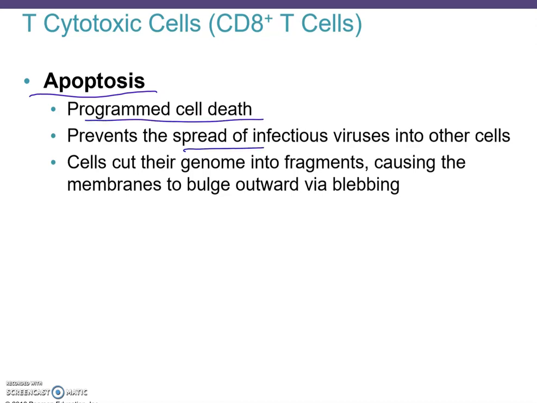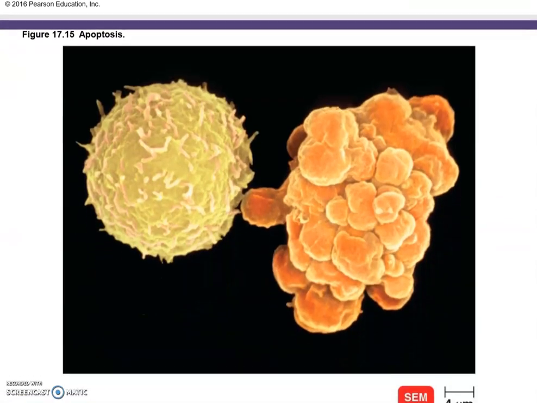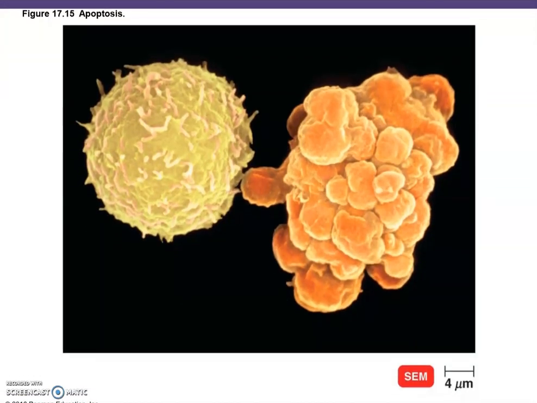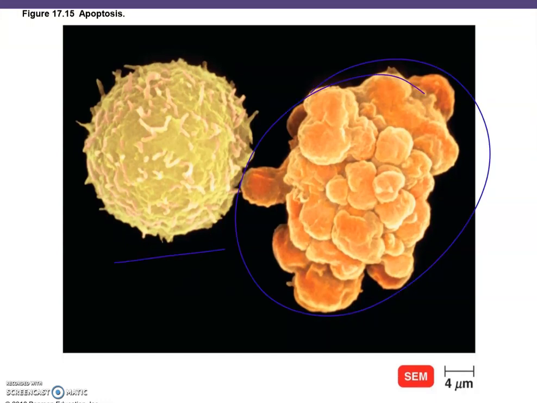It prevents the spread of viruses into other cells, and also if apoptosis is induced in a cell, it will basically shred the genome into fragments, causing the membranes to bulge out and pebble, basically. So here is an image showing apoptosis. This cell here is going into apoptosis. This is a normal cell.